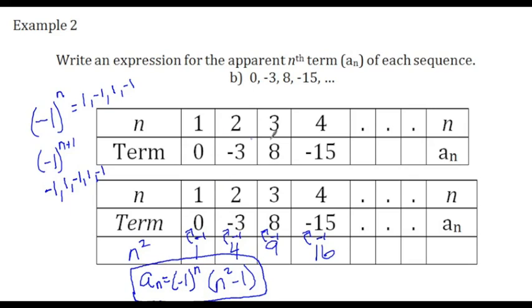Anytime you're dealing with positive and negative relationships, going back and forth, it's always going to have to deal with either this one here, the negative 1 to the n, or the negative 1 to the n plus 1.